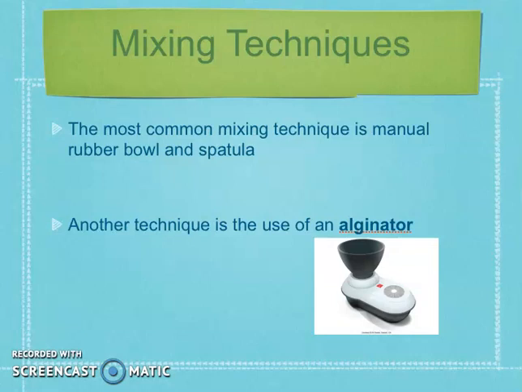So most people mix alginate with a bowl and a spatula, just like we're doing in lab. However, there is another way to mix alginate, and it's with an electric mixer. As you can see here, here's the rubber bowl when it's connected to the mixer. This whole unit is called an alginator, and some people have these in their offices. We have one at MCC, and you actually put your powder and water in here, turn it on like an electric mixer, and use the spatula to mix it. This actually turns it for you instead of having to turn it in your hand. So it's called an alginator.